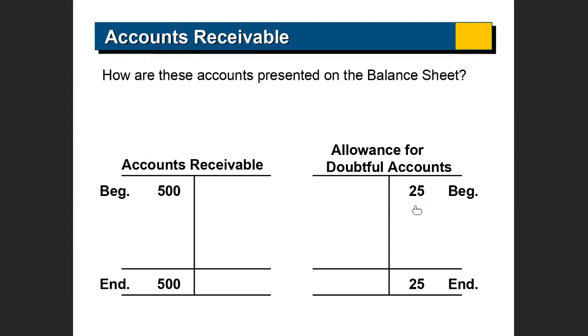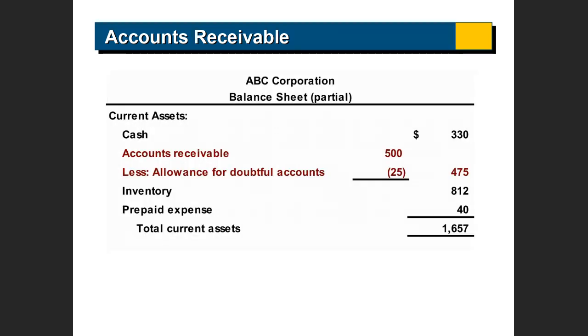Now, allowance for doubtful accounts is a contra asset account. It has an opposite normal balance from an asset, and it reduces the asset accounts receivable. So if we go back to the balance sheet, this is how it appears. Accounts receivable less allowance, and you have the net accounts receivable, which is 475.